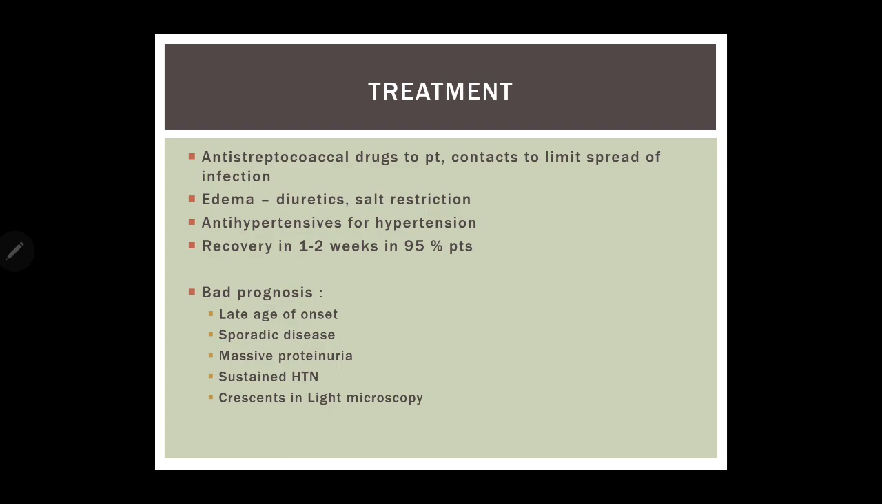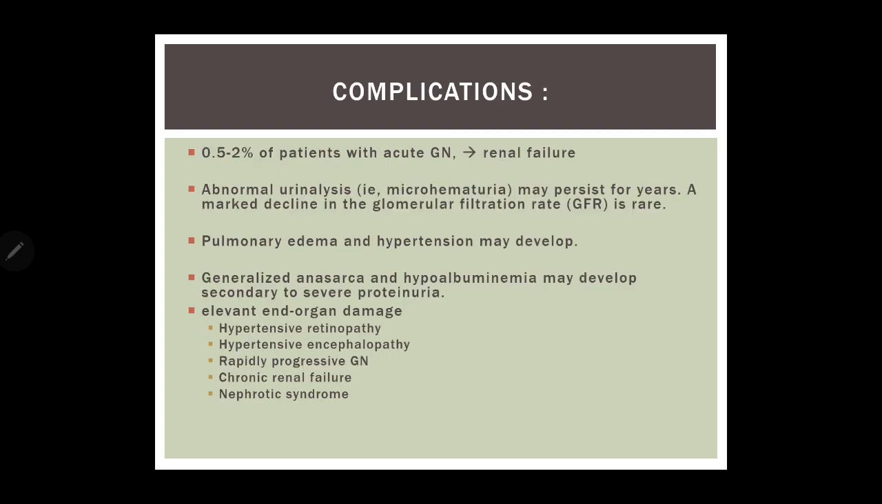Treatment, anti-streptococcal drugs to patients, okay, edema, diuretics, salt restriction, all of these are very, very important. Antihypertensives for the hypertension. Recovery in 2 weeks in 95% of the patients, and bad prognosis will be dictated by a person who has a late age of onset of the glomerulonephritis. If it's a sporadic disease, if there is massive proteinuria, see, the patient can have initial nephritic range proteinuria and then eventually develop a nephrotic range proteinuria. That always tells us that the disease is progressing and it does not have a good prognosis. If, in spite of the treatment of the glomerulonephritis, the blood pressure does not come down, and if you have crescents in the light microscope.